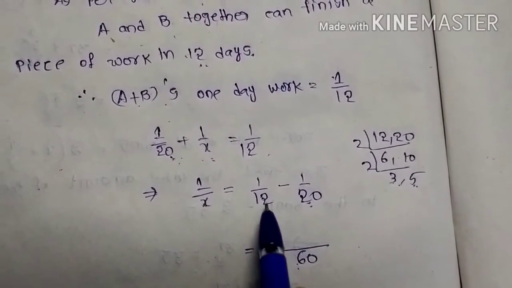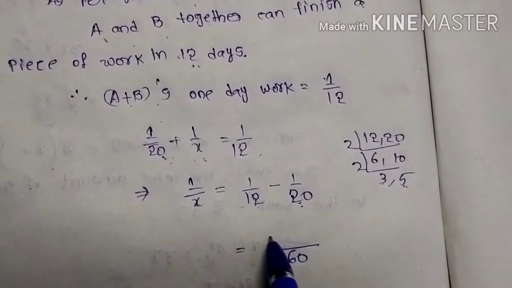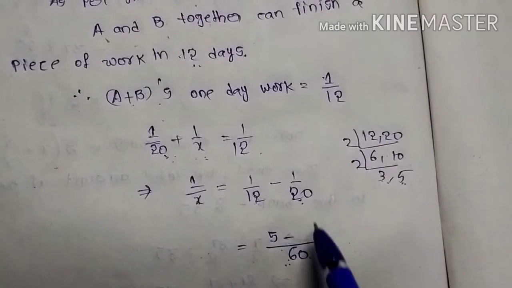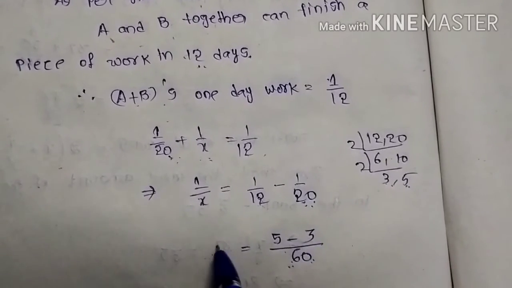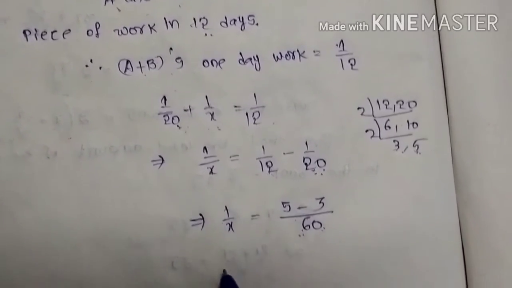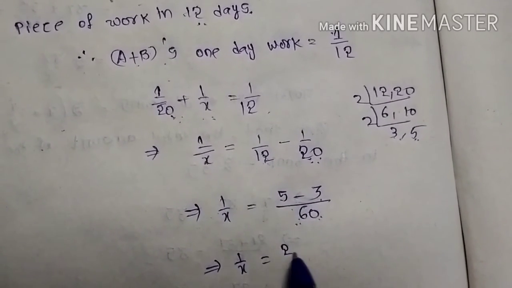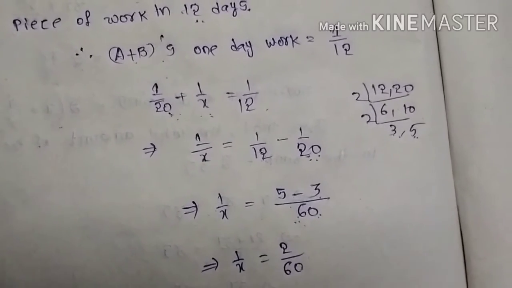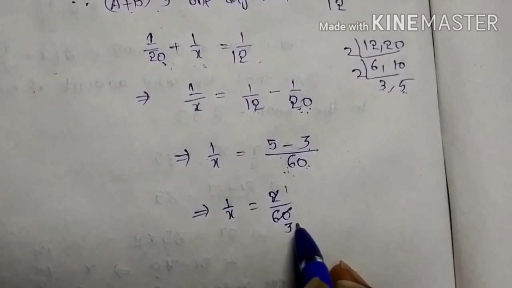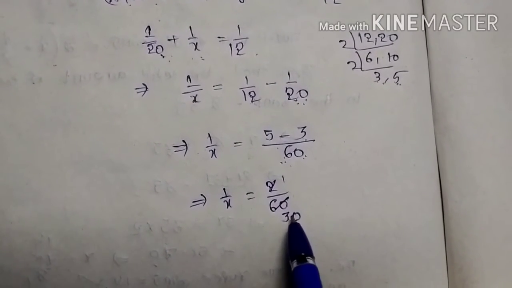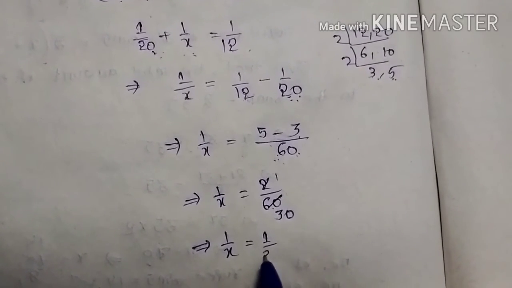First you can divide the LCM by the denominator. 12 5s are 60 or not? Yes, you can write here 5 into 1, 5 only. Minus, you can divide 60 by 20. 20 3s are 60 or not? So you can write here 3 into 1, 3 only. Here 1 by X implies 1 by X is equal to 5 minus 3, which is 2 only. Yes or no? 2 by 60. Is there any possibility you can simplify it? 2 by 60 means, see, 2 1s are 2, 2 30s are 60. That means 30 times will be 60 or not? So you can write here 1 by X is equal to 1 by 30.